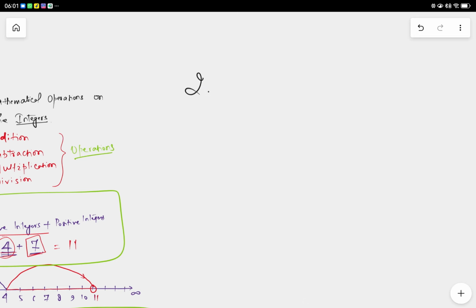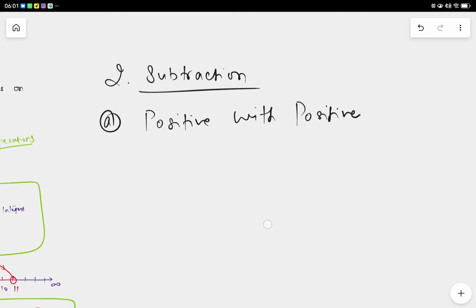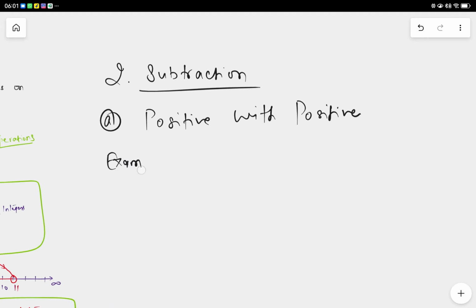The second operation is subtraction. In this, the first case will be a positive with negative, or let us suppose the positive with positive only. The first case, let us keep positive with positive. So the first case example is 6 minus plus 7. Okay, 6 minus plus 7. On the number line we will be doing it again.